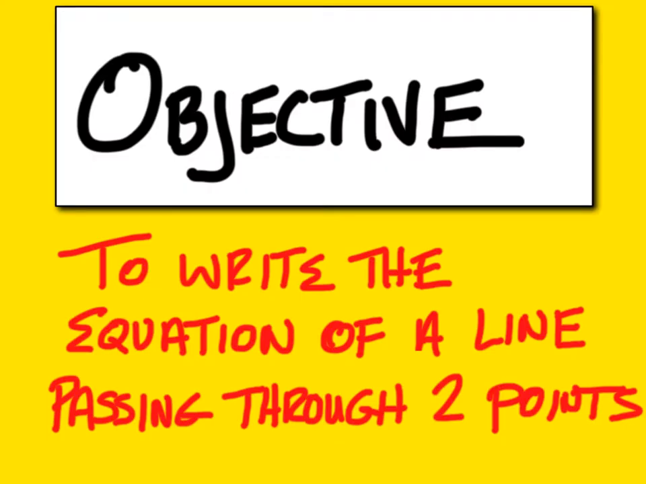To write the equation of a line passing through 2 points, you're given 2 points, you find the slope, put that slope into the slope-intercept form of the equation of a line, insert a point, solve for B, put the B back in to the slope-intercept form.